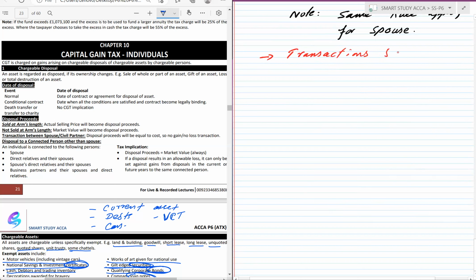Transactions between spouses. In case of any transaction between husband and wife, disposal proceeds will be cost. It means all transactions between husband and wife will be at no gain, no loss, and the actual selling price will be ignored.